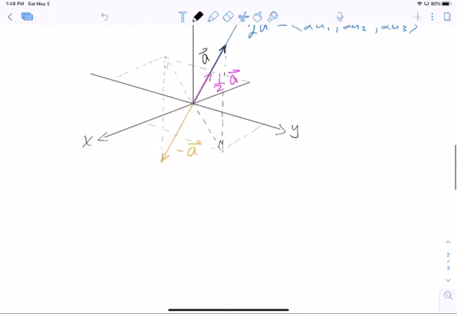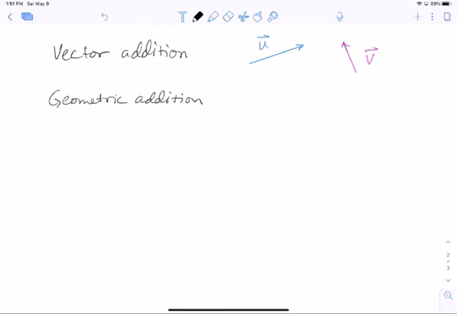Vectors can also interact with each other through addition and subtraction, among other things. Suppose we have two vectors, u and v, and we're first going to conceptualize addition geometrically. So with geometric addition, we can consider something called a parallelogram law or something called the triangle law.